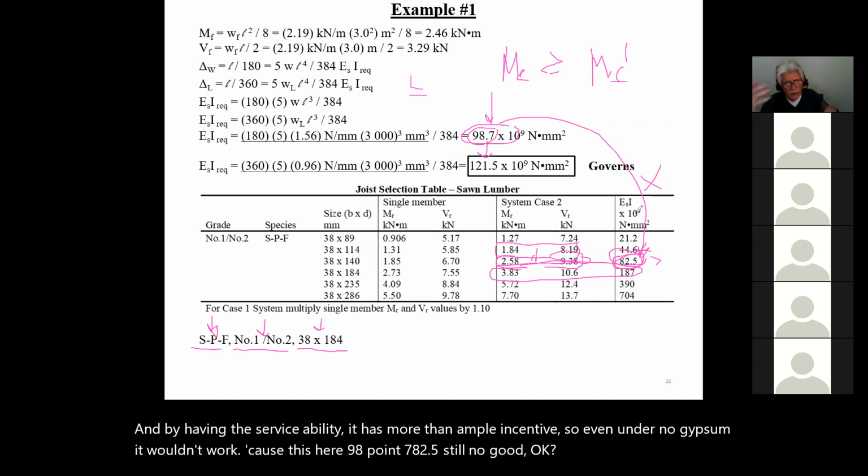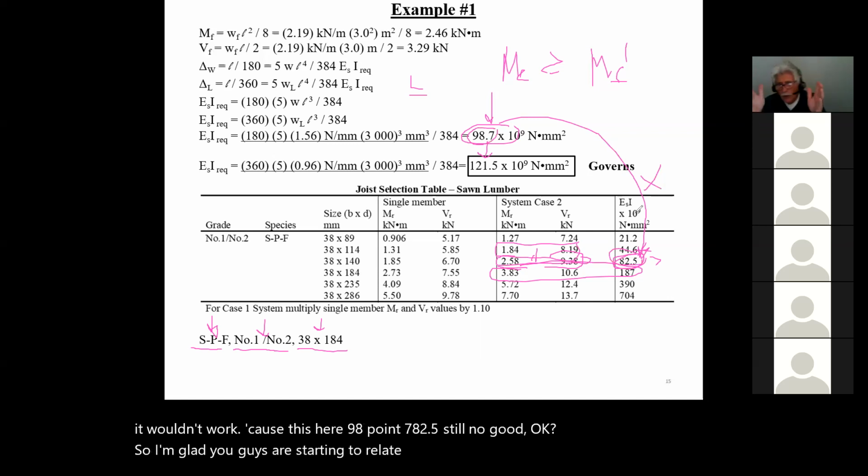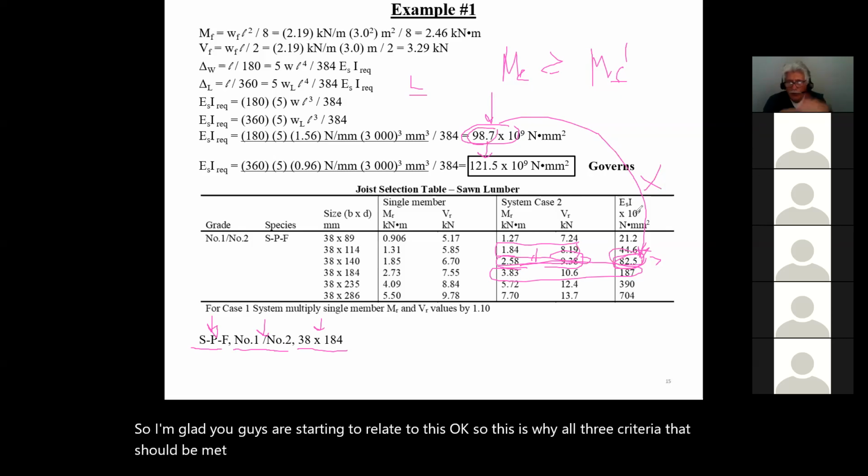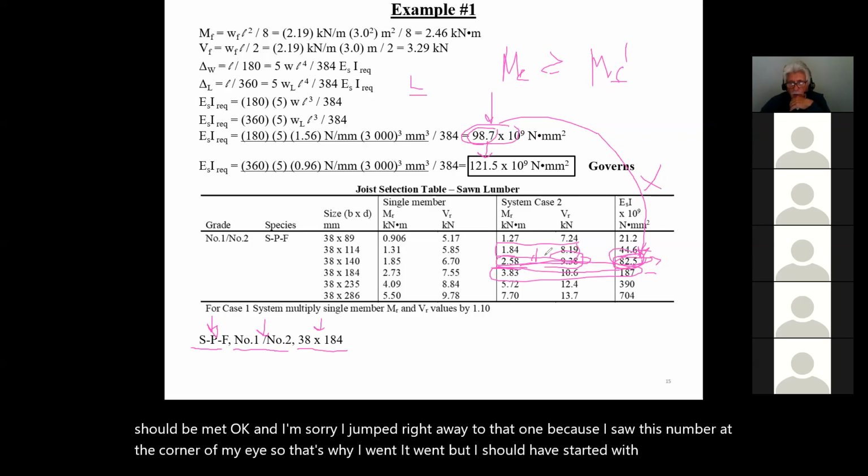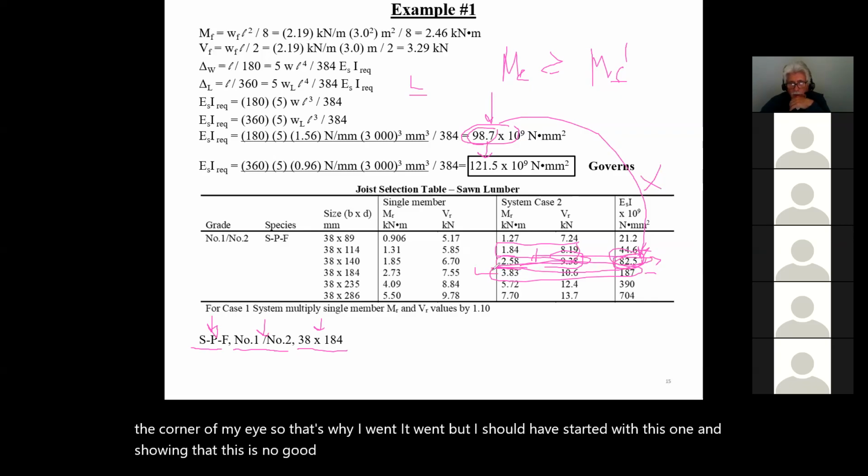So I'm glad you guys are starting to relate to this, okay? So this is why all three criteria have to be met, okay? And I'm sorry, I jumped right away to that one because I saw this number at the corner of my eye, so that's why I went to that one. But I should have started with this one and shown that this is no good because of this, and then I have to go to the next one, you understand? I should have done that. Sorry about that.